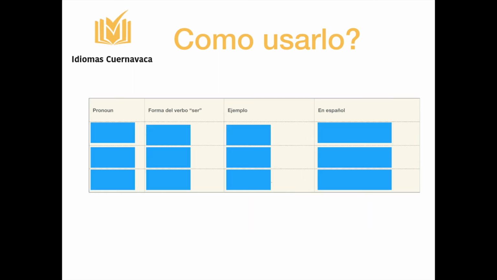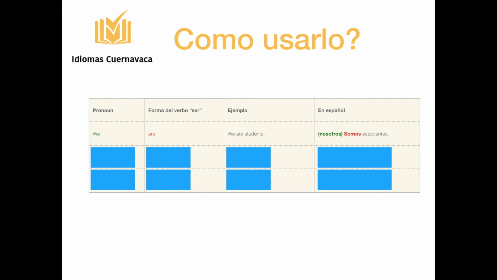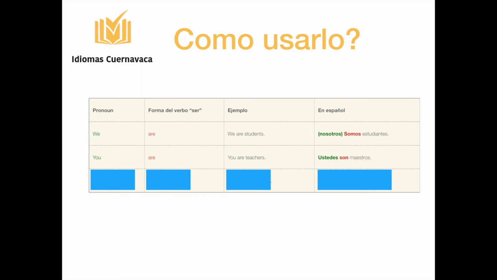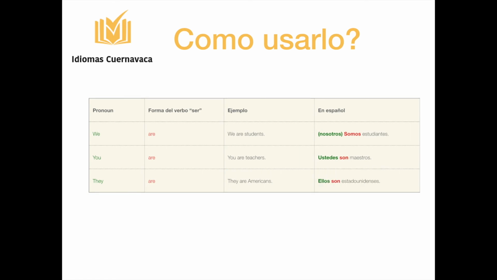Otros ejemplos para los pronombres que nos faltan son: we are students, nosotros somos estudiantes. You are teachers, ustedes son maestros. They are Americans. Ellos son estadounidenses. Ok, ahora tuvimos un ejemplo para cada pronombre personal para la conjugación del verbo to be.